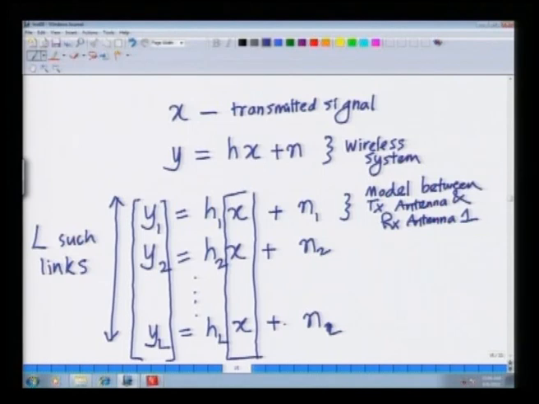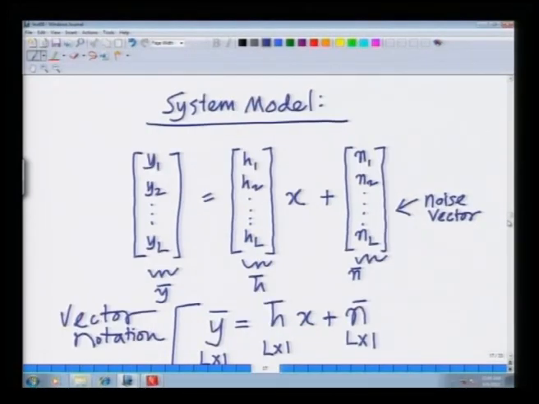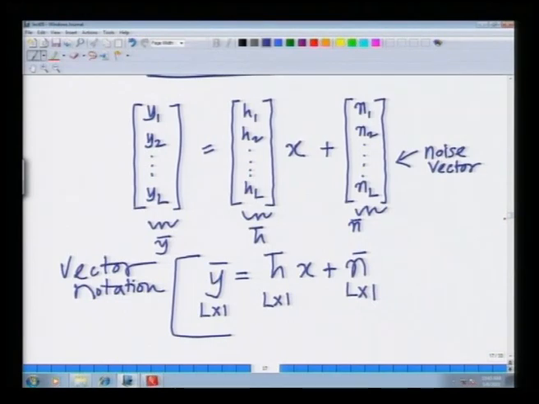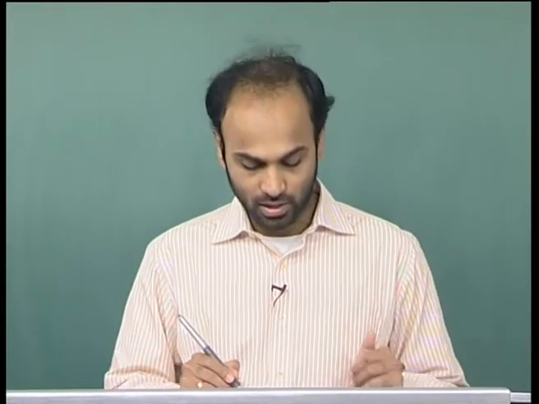We said we can represent this in vector notation. More specifically, I can represent Y1, Y2, up to YL as an L dimensional vector, H1, H2, up to HL as another L dimensional vector, and N1, N2 up to NL as another L dimensional vector N bar, and hence the net system model is Y bar equals H bar x plus N bar. So, with this we will go into today's lecture, in which we will analyze the performance of this receive antenna diversity system.